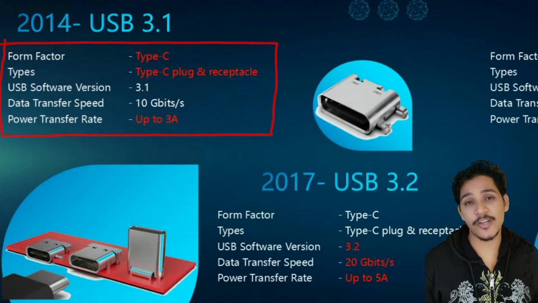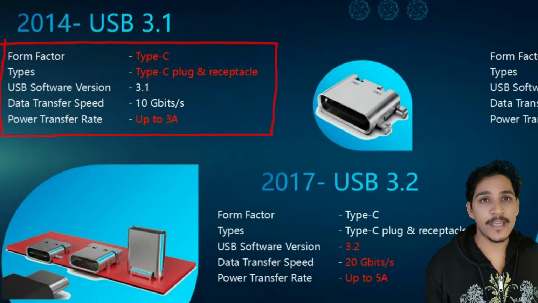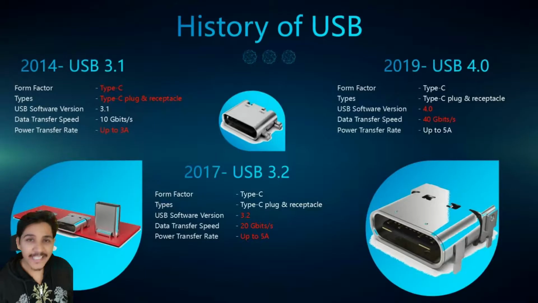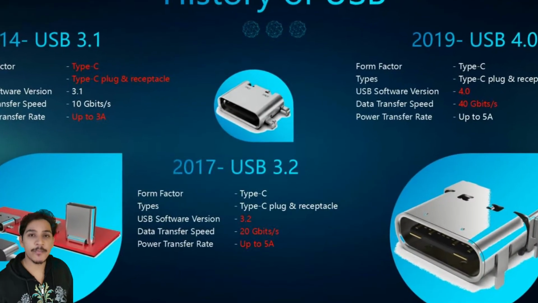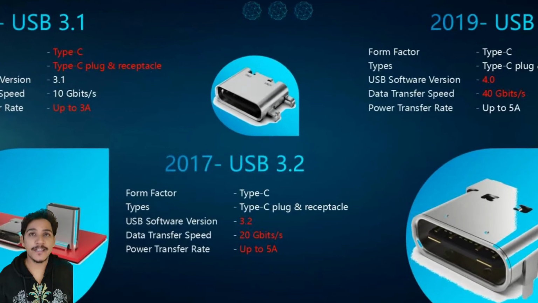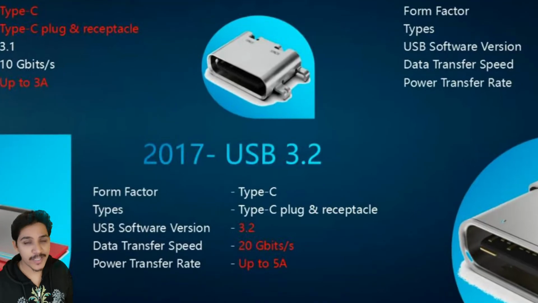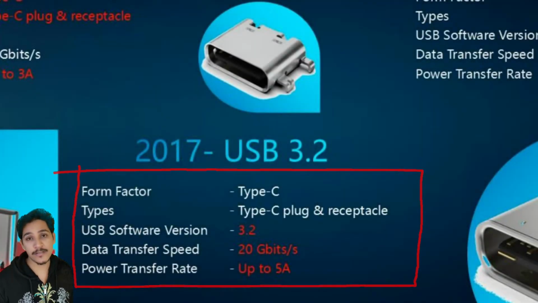But still currently this generation, this 2014 model, can only support up to 3 amps, and the data transmission is 10 gigabits per second. Later, after 3 years, in the year 2017, USB version 3.2 was launched, and it offered increased data transmission speed and power transmission capability. So now the data transmission speed is 20 gigabits per second and power transmission of up to 5 amps.